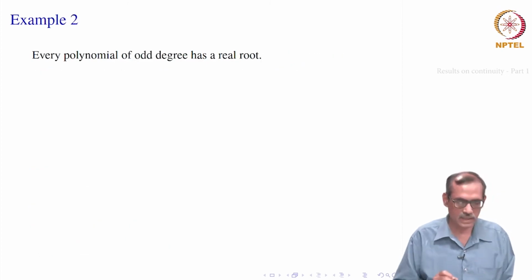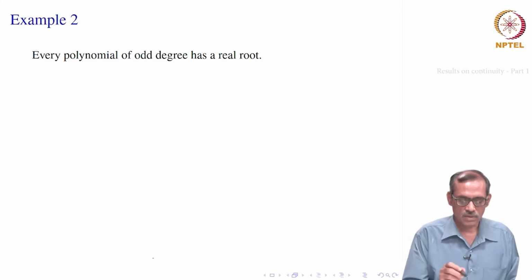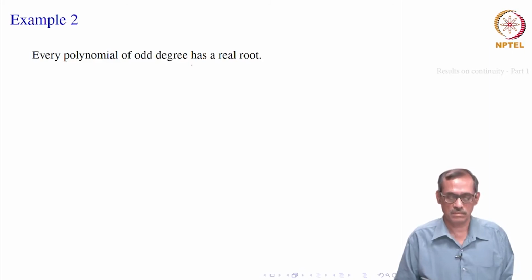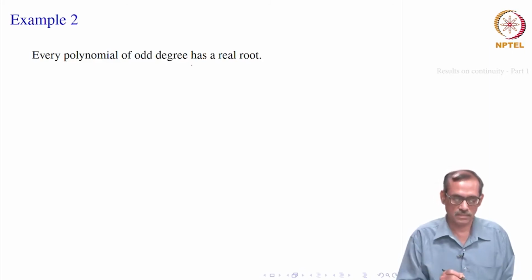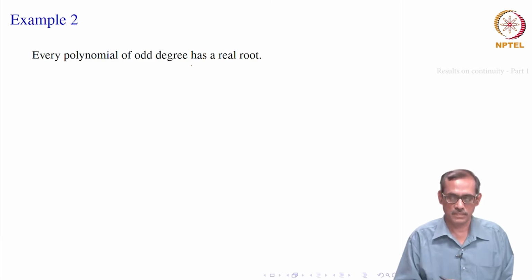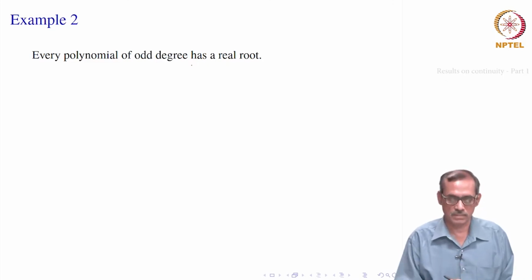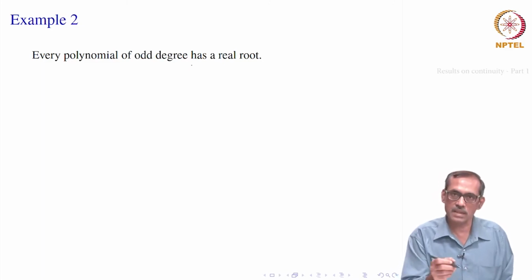Let us take another example. Here it is claimed that every polynomial of odd degree has a real root. We want to show that yes, it is correct. If you take any polynomial of odd degree, it will have a real root. All polynomials may not have real roots, right. So, this says only about odd degree polynomials, like x square plus 1 equal to 0, it does not have any real root. However, if you take a cubic, then there exists at least one real root.